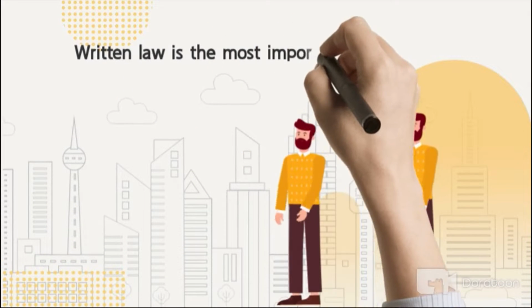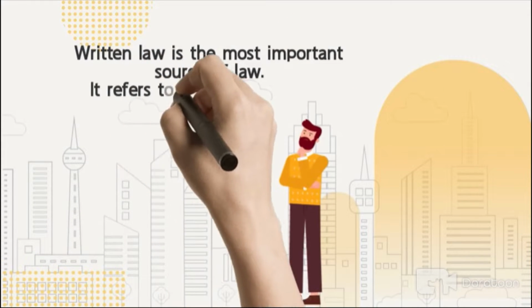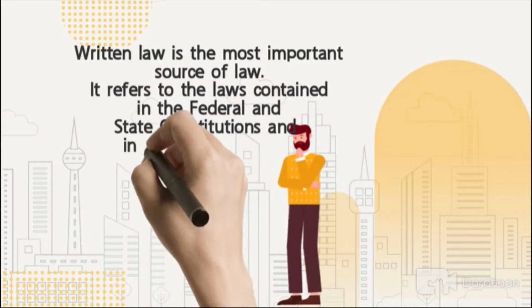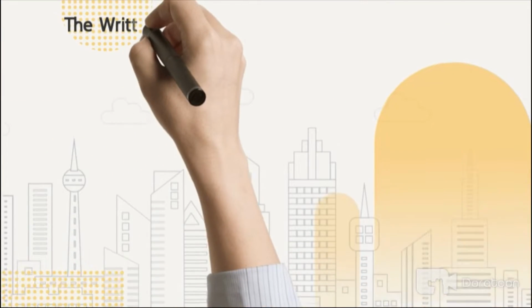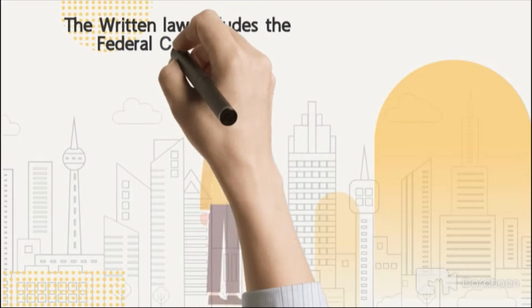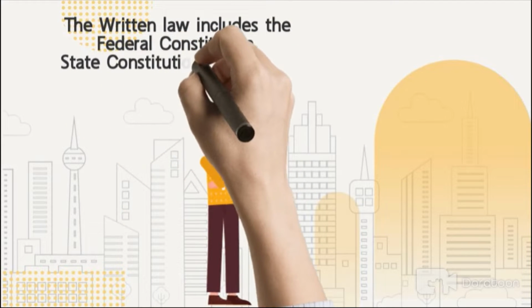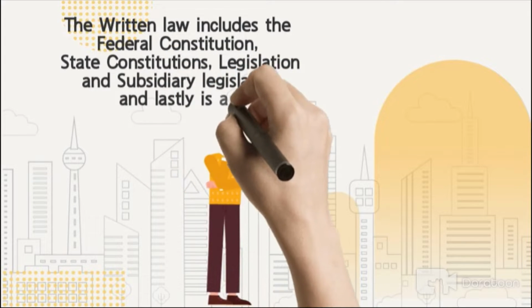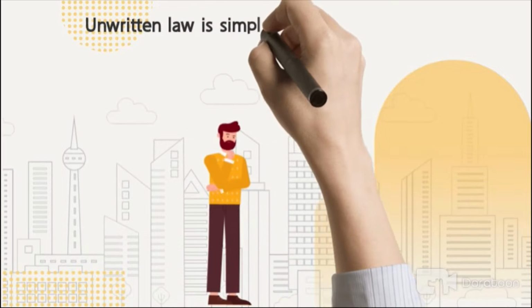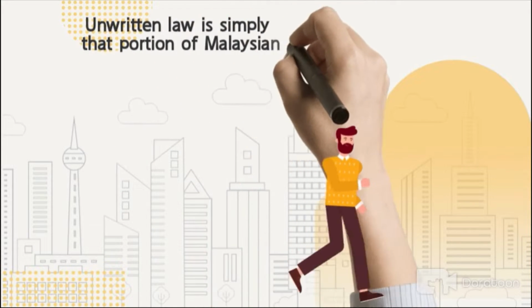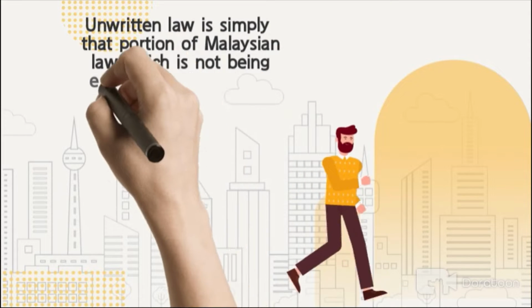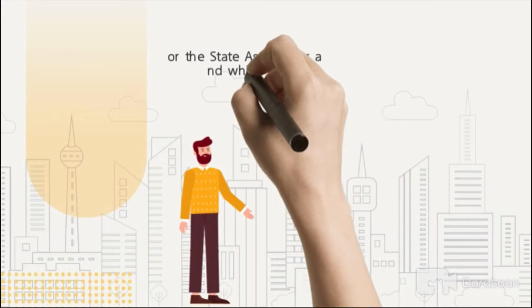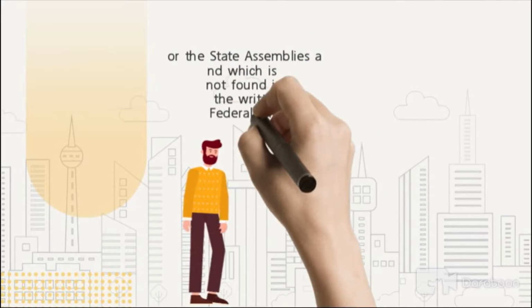What means of written law? Written law is the most important source of law. It refers to the law contained in the federal and state constitution and in a code or a statute. The written law includes the federal constitution, state constitutions, legislation, subsidiary legislation, and lastly Act. How about unwritten law? Unwritten law is simply that portion of Malaysian law which is not enacted by Parliament or the state assemblies and which is not found in the written federal and state constitution.